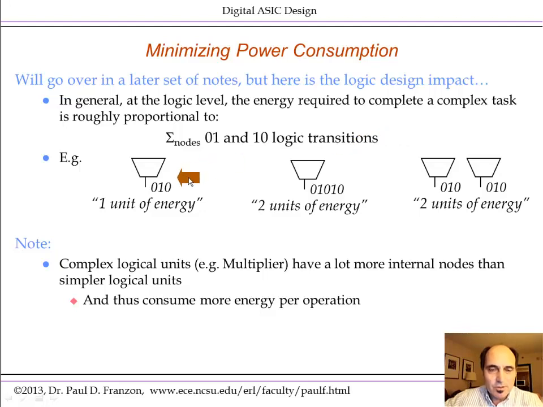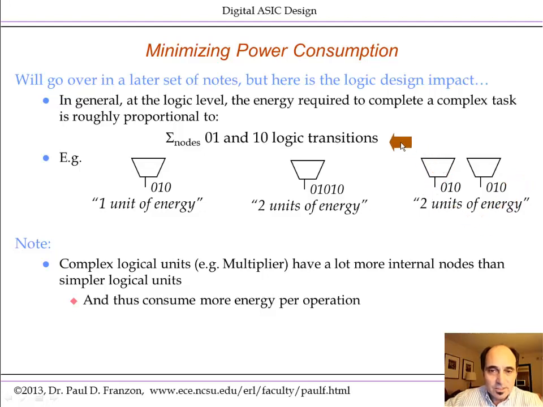So a 0, 1, 0 transition on one logic node consumes 1 unit of energy. 2 of those transitions on one logic node produce 2 units of power. One logic transition on 2 separate nodes also consumes 2 units of energy.